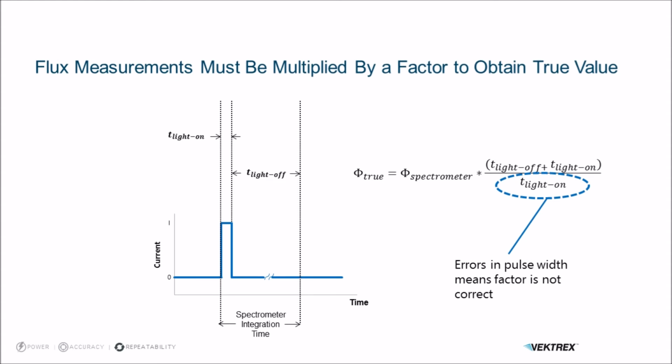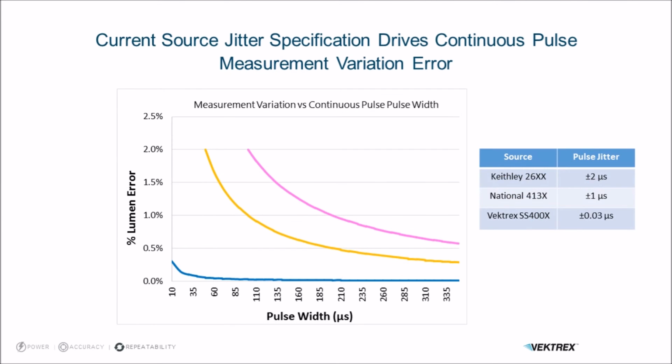So looking at current sources, all current sources typically have what's called a jitter specification, which is the amount that their pulse can vary in width. For example, the Keithley 2600 current source can vary in width up to 2 microseconds for a pulse. The National Instruments 1 microsecond, and the Vektrex current source 0.03 microseconds.